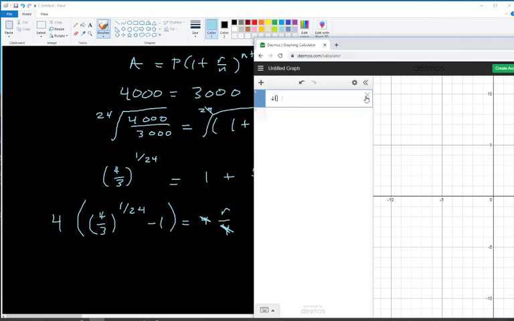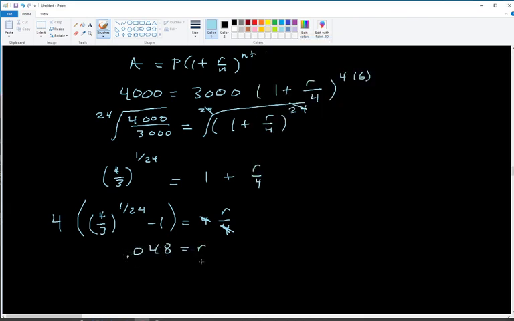So we want 4 times 4/3 to the power, the 4/3 is raised to the power of 1 over 24. And then we have a minus 1 after that. And we close out our parentheses. Let's see, so 4 is multiplying to everything. So this gives me 0.048.